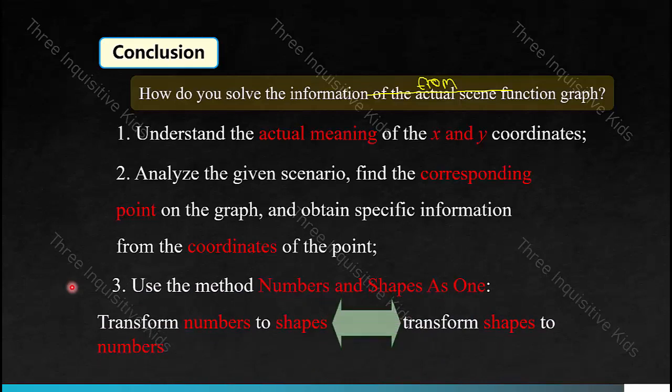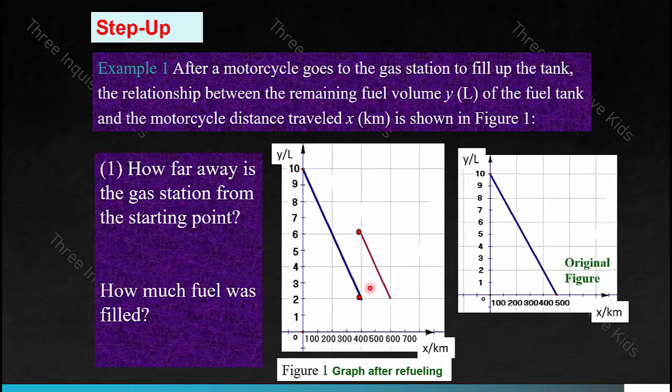We can use the method of numbers and shapes as one, to transform numbers into shapes as well as to transform shapes into numbers. Graphs, geometry and algebra, you can alternate. You can transform into one another. So this is what this method is talking about. Thinking about algebra as geometry and thinking about geometry as algebra. Let's do some step-up problems.